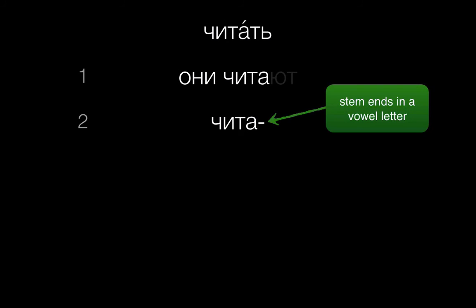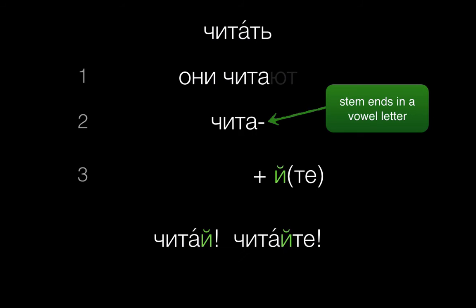For any regular command form, it's best to start from the они form of the verb. We'll drop the ending, and notice how the stem that's left ends in a vowel. When there's a vowel letter at the end of the stem, we'll just add И краткая to make the command form. And we can add те to the end for plural or formal, basically whenever you would use вы. So that gives us читай, читайте.